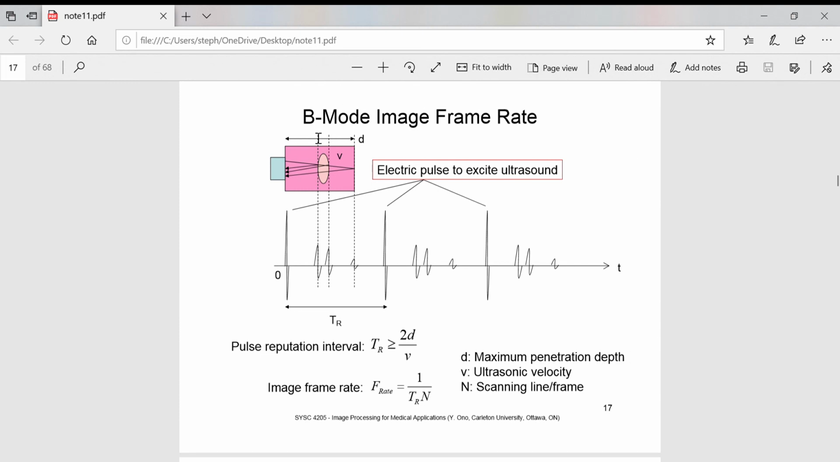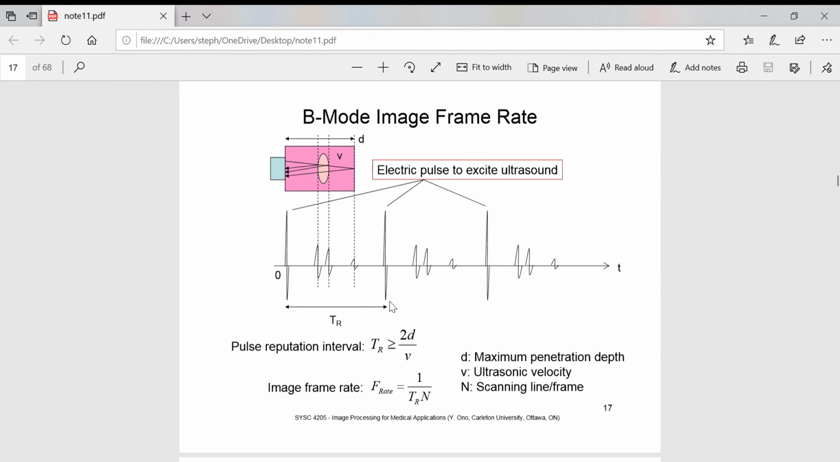Here we have our B mode image frame rate. As we're talking about, we're sending these pulses in, and we're receiving pulses in the form of an echo train, where here we have our original signal that's being sent in, and what we're receiving are signals that are being reflected back to the receiver. Here we have each of the different boundaries of this particular object, and then the final boundary of the entire object, which is going to be at a diminished amplitude.